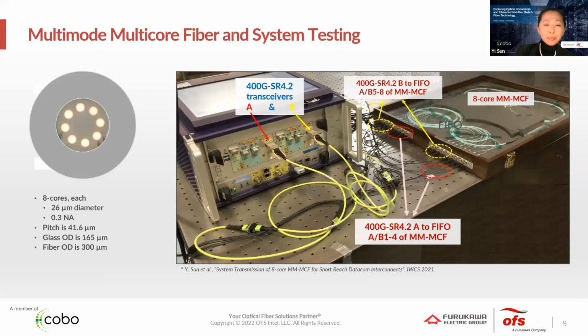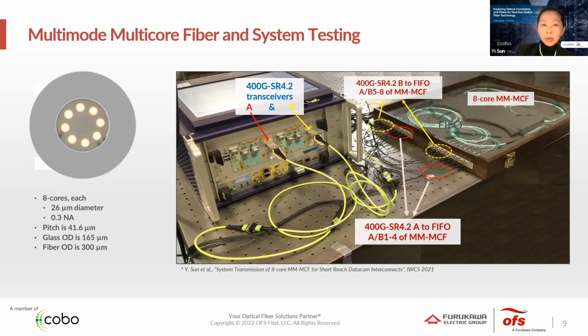And here shows a multimode multicore fiber, 8 cores arranged in a circular arrangement. And we carried out a system transmission experiment using commercial 400 gig SR4.2 transceivers. And the fiber was in a multicore fiber assembly. That means the fiber was spliced to fan-in, fan-out, and aggregated 800 gigabits per second. Transmission over the 8-core fibers was demonstrated at distances suitable for short-reach optical interconnects, typical for those pluggable transceivers.